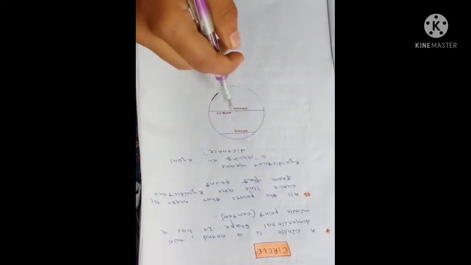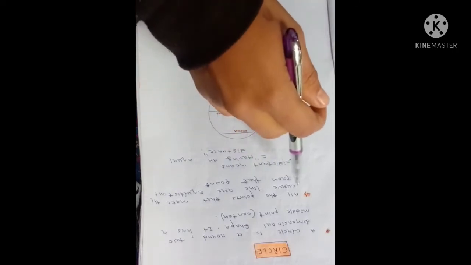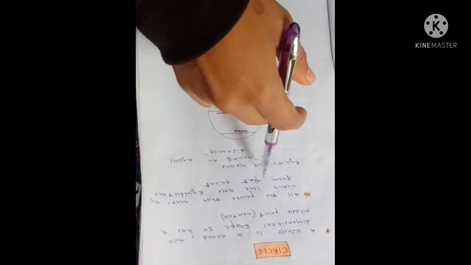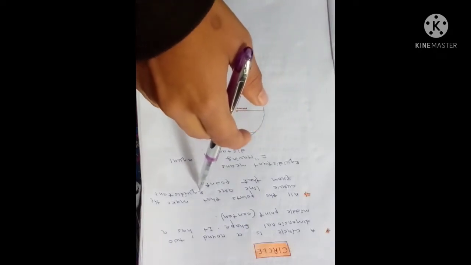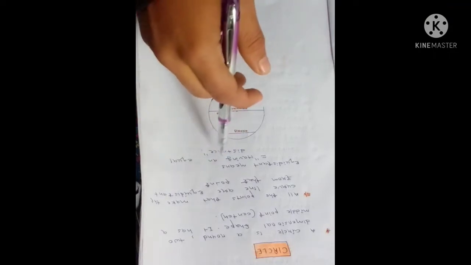As you can see here, this is the middle point of the circle. And the second point which you should keep in your mind is that all the points that make the curved line are equidistant from that point. Now this term, equidistant, what does it actually mean? Equidistant means having an equal distance.